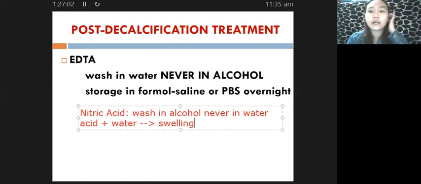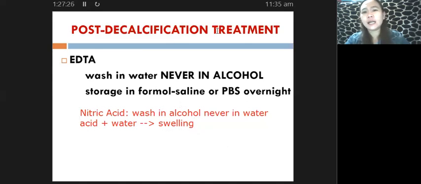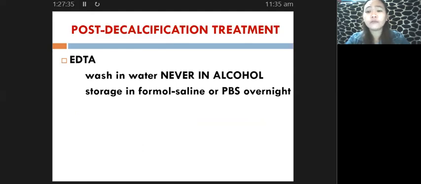So for the storage of your EDTA decalcified samples, it has to be in formal saline or phosphate buffered saline without sucrose. Without sucrose, contrary to what is required for your frozen sections. No sucrose here, okay? So those are the different neutralization and washing steps required for your decalcified tissue samples.